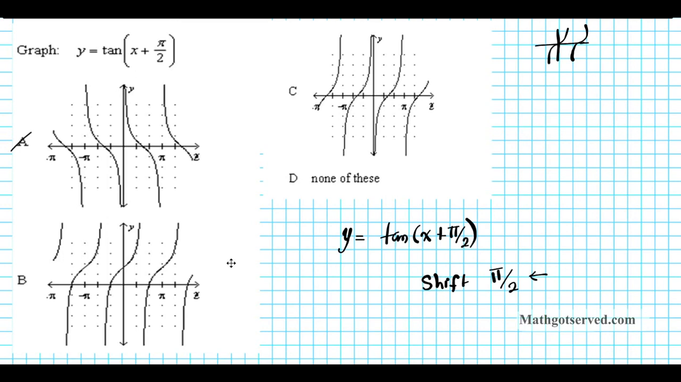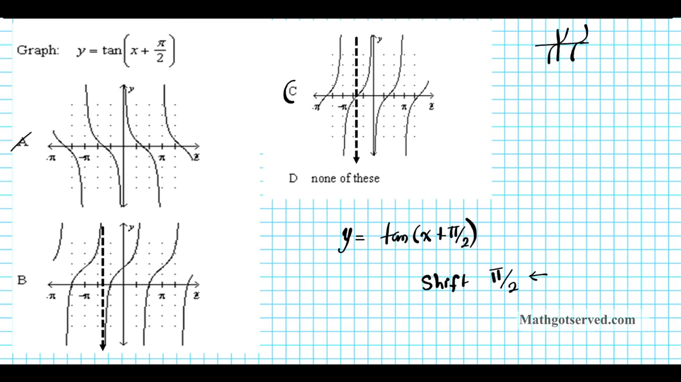Okay, so let's see which of these have a graph shifted pi over 2 units to the left. If none of them meet that description, then D will be our final answer. Okay, so pi over 2 units to the left. We have 1, 2, 3, so this is where pi over 3 is, right there in the center. And over here, 1, 2, 3, pi over 3 is right in the center. So which of them fits the description of a tan curve that's shifted pi over 2 units to the left?